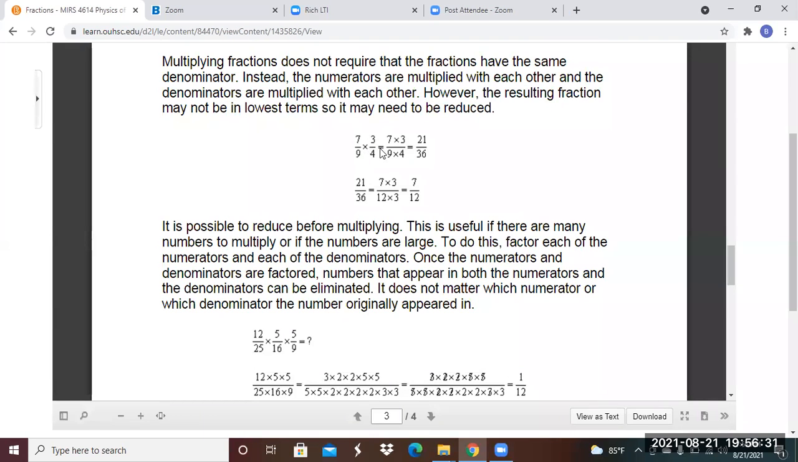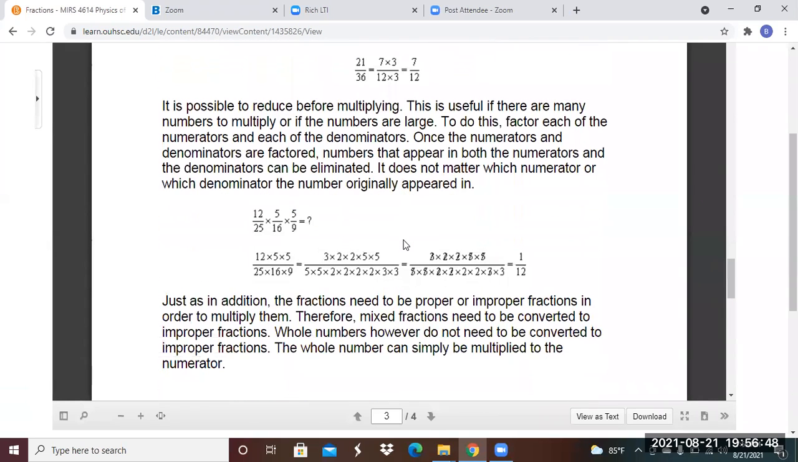So if you're going to multiply 7/9 by 3/4, you end up with 7 times 3, which is going to be 21, 9 times 4, which is going to be 36. You find out that 21 and 36 share a common factor of 3. So you factor out a 3 out of both, and you end up with 7 over 12.